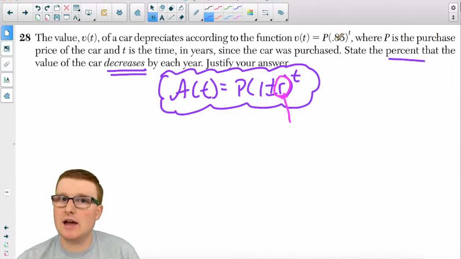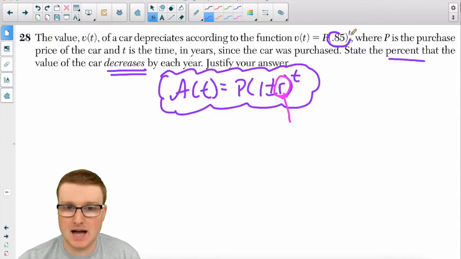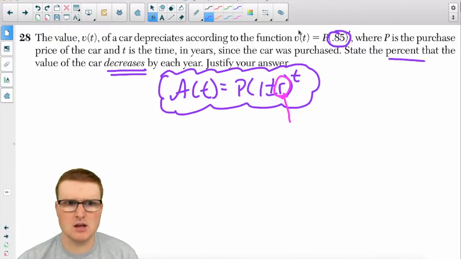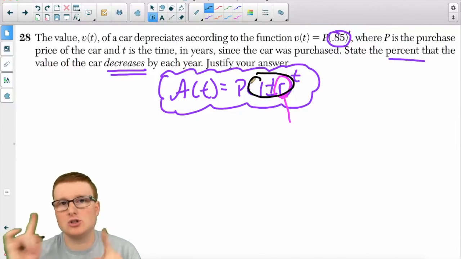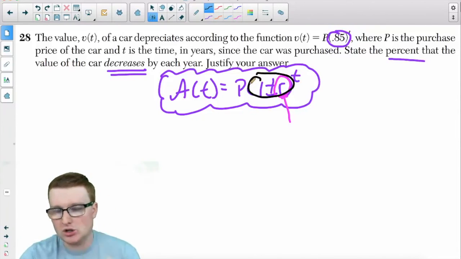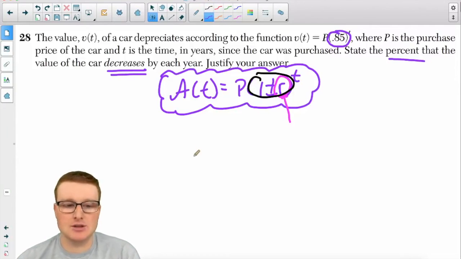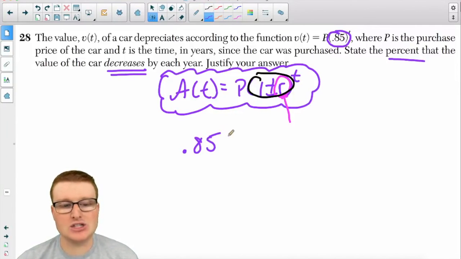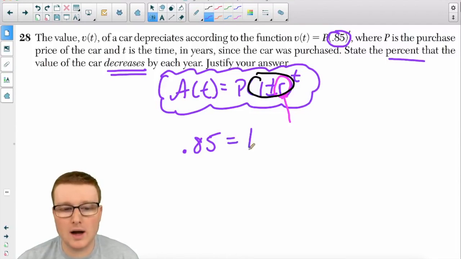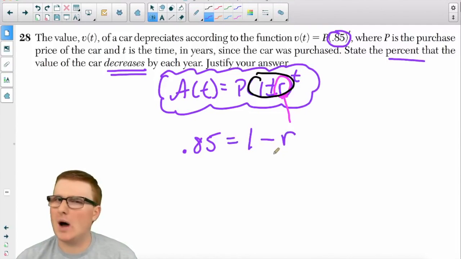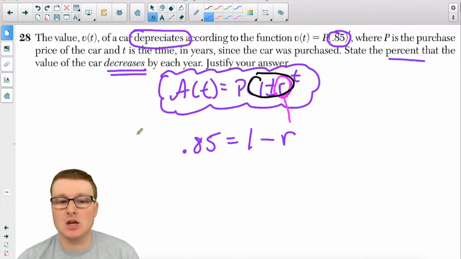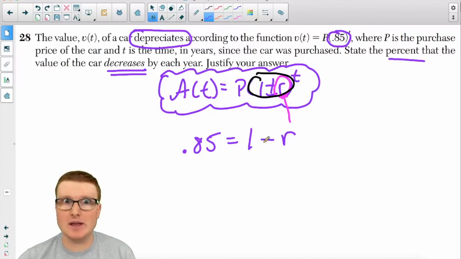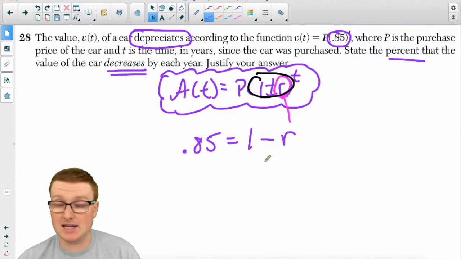Okay? So look at what's in here up top. 0.85. Okay? Look at what's in here. 1 plus or minus r. So what are you thinking right now? What you should be thinking is this. You're taking the 0.85 and you're setting it equal to 1 minus r. Why minus and not plus? Because you're depreciating. You're decreasing the car's value. So it's not appreciating. It's not going up with a plus. It's going down with a minus.